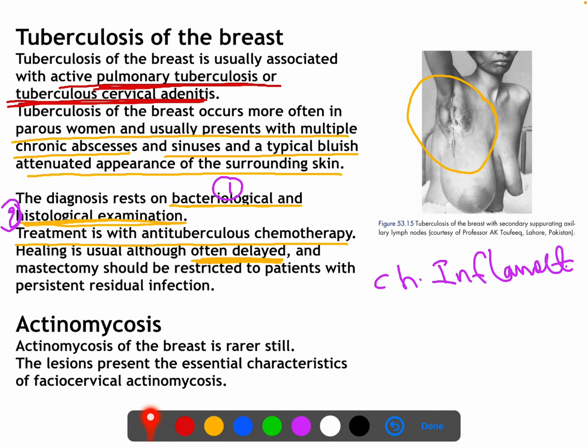Second, chronic infection or inflammation of the breast هو actinomycosis اللي هو rare but the lesion مرات يكون associated with the facio-cervical actinomycosis. طبعا البرزنتيشن مرات يكون مثل البريست of TB of the breast اللي هو multiple sinuses.